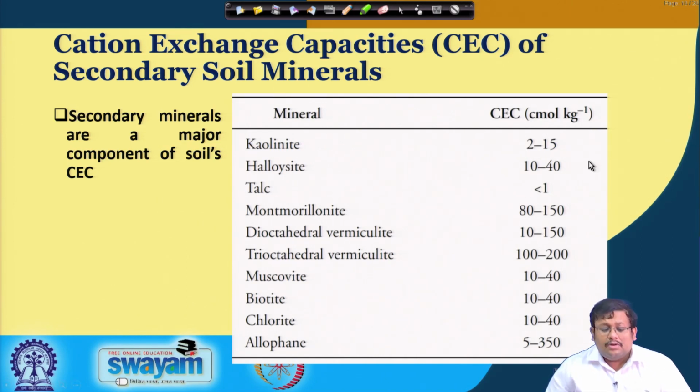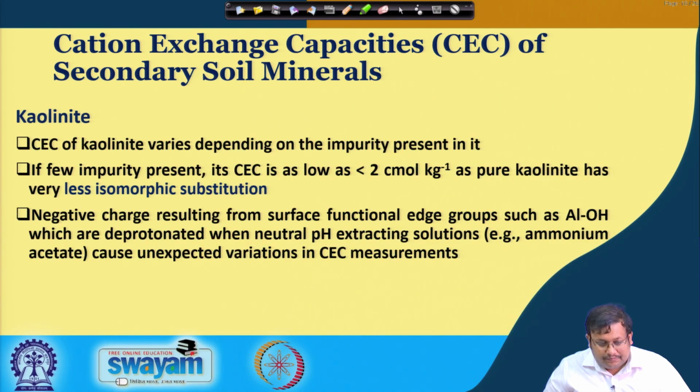Kaolinite also has very low CEC, and in the case of trioctahedral vermiculite as well as montmorillonite, you can see they have CECs varying from 100 to 200 or 80 to 150 centimole per kg of soil, because of the huge amount of isomorphous substitution going on in the structure of these clay minerals.